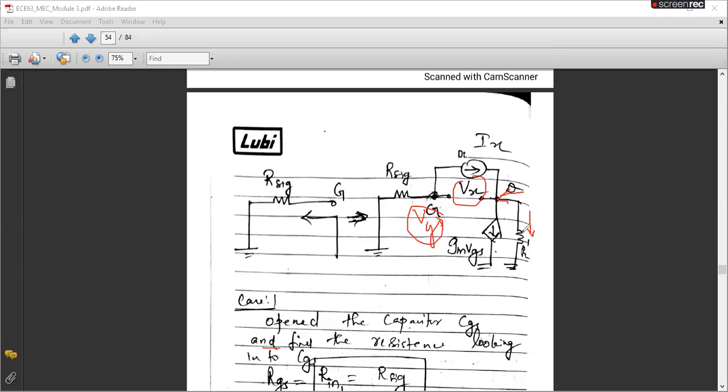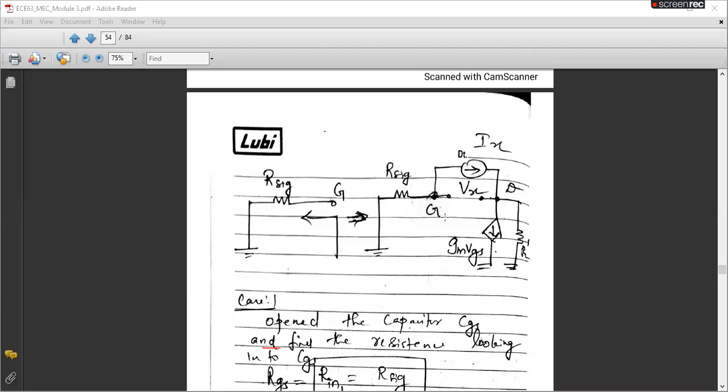What will be the current through RL dash? Apply Ohm's law and tell me what will be the current through RL dash. Sir, (VGS plus Vx) divided by RL dash. Very good. (VGS plus Vx) divided by RL dash is the current flowing through the load resistance. So now you have all the current equations.